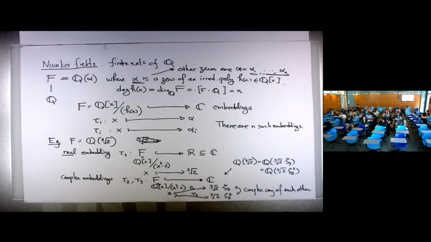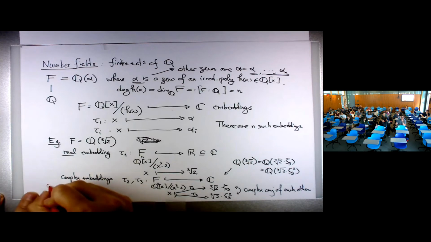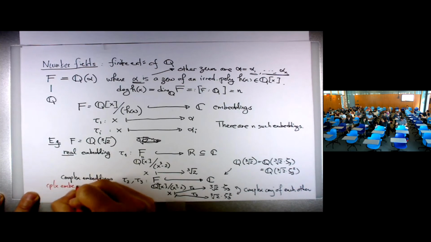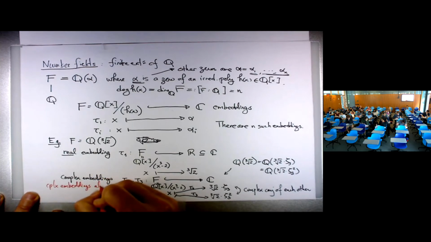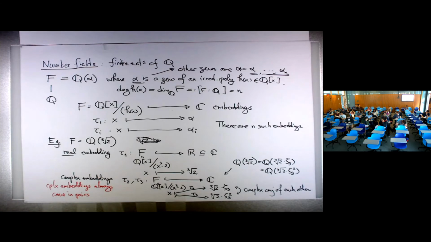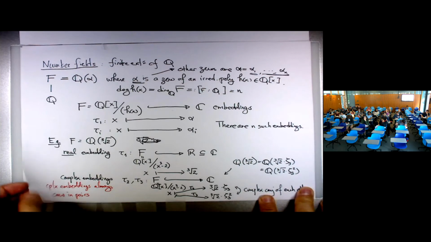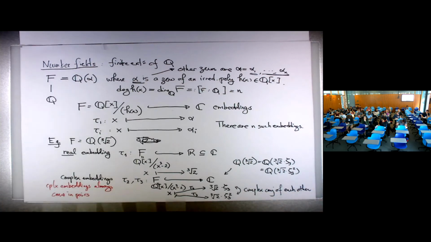So I want to point out this is some sort of reflection of a general fact that given an arbitrary number field, you have some number of real embeddings, and you have some complex embeddings. But the complex embeddings always come in pairs, because when you have a complex embedding, you can further apply a complex conjugation, and you have a different embedding. Okay? But altogether, there are n embeddings if the degree of F over Q is n.